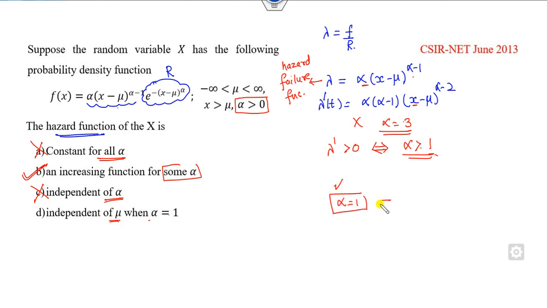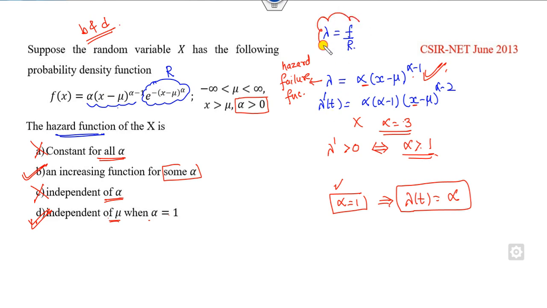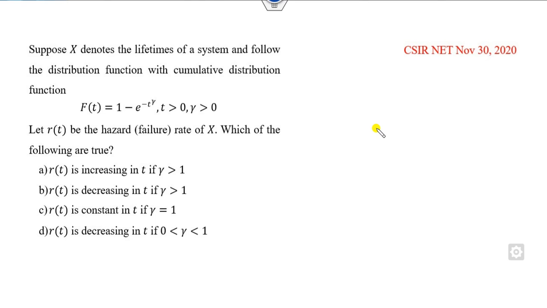It is independent of mu when alpha is 1. So what will happen if alpha is equal to 1? Then your lambda of t will be alpha only. Now you can see it is independent of mu. So the right answers are B and D. So always think about this simple rule and then you can solve this simply.